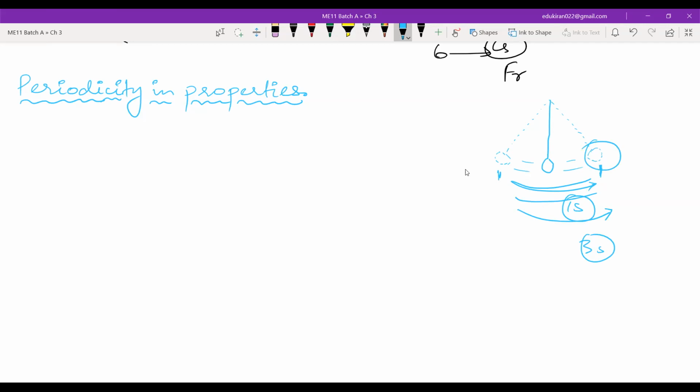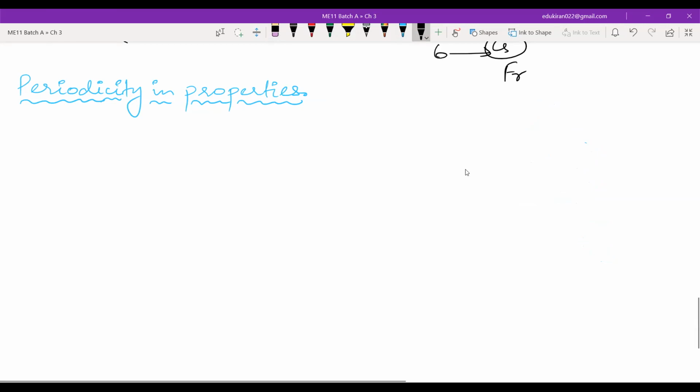Now, periodicity means that in properties, something is repeated after some regular interval. Here the position is repeating after regular intervals of time. In chemistry, when we learn about periodic properties, the periodicity will be for properties. So properties will be repeated after a fixed interval of some elements.